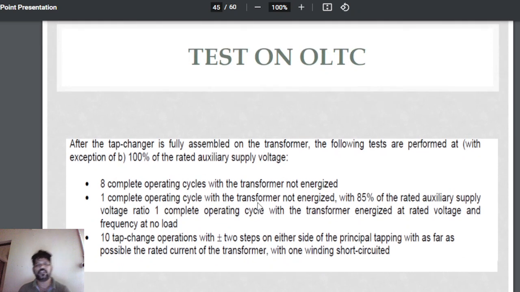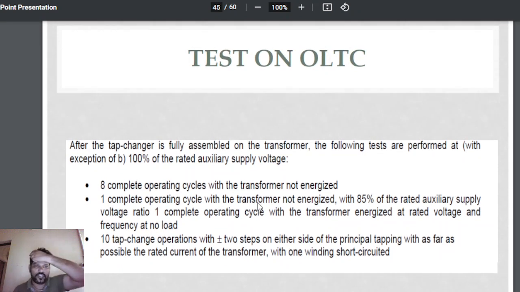We'll do some tests on the OLTC, the on load tap changer. After the tap changer is fully assembled on the transformer, the following tests are performed, with the exception of 100% of rated auxiliary voltage supply: 8 complete operating cycles with the transformer not energized, and 1 complete operating cycle with the transformer not energized.